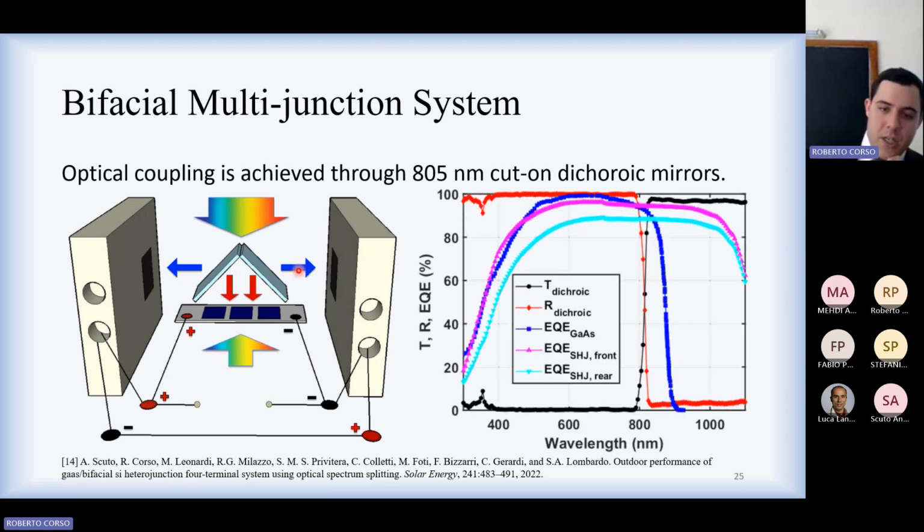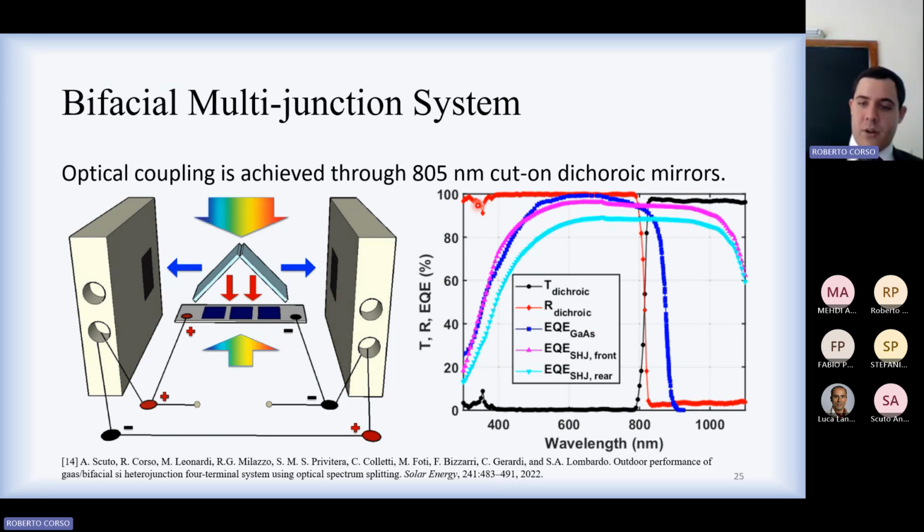We characterized each component, and here we see the external quantum efficiency of the silicon heterojunction cells, which spans all the way from 300 nanometers to 1100 nanometers. We also see the quantum efficiency of the gallium arsenide cells, which sharply decreases at about 870 nanometers, which corresponds to the band gap energy of the semiconductor, about 1.4 electron volts.